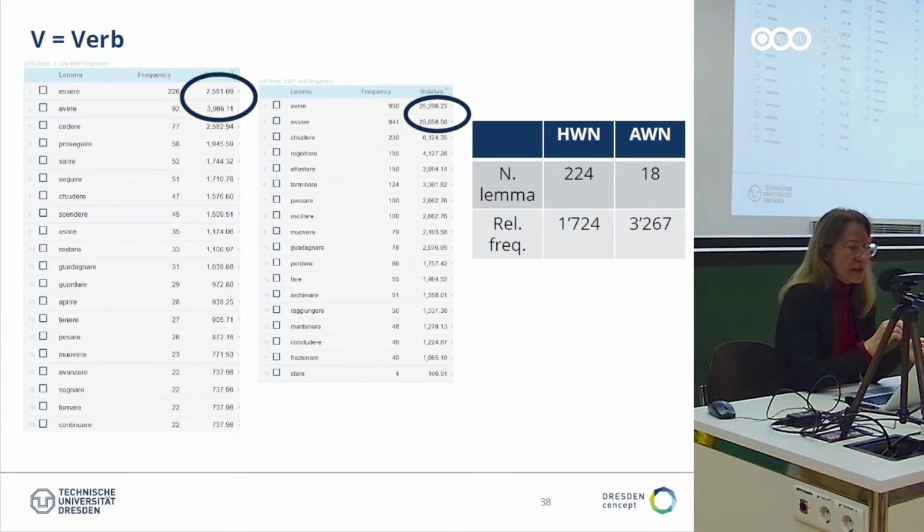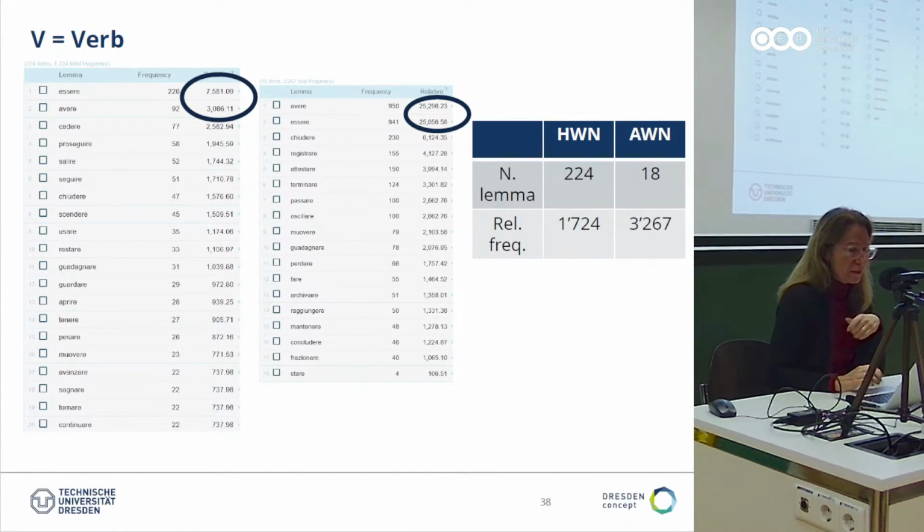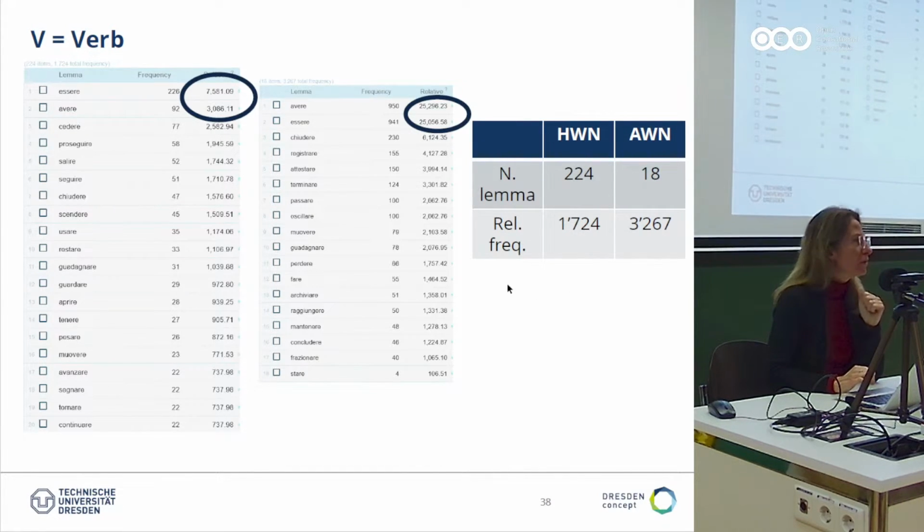So if we look at the second row, we see that these 18 verbs occur 3,000 times in the corpus. So a very small amount of verbs, but they cover a lot of occurrences. And the reverse for the human written ones: 224 verbs that cover half of the occurrences of the automated text, only 1,724.